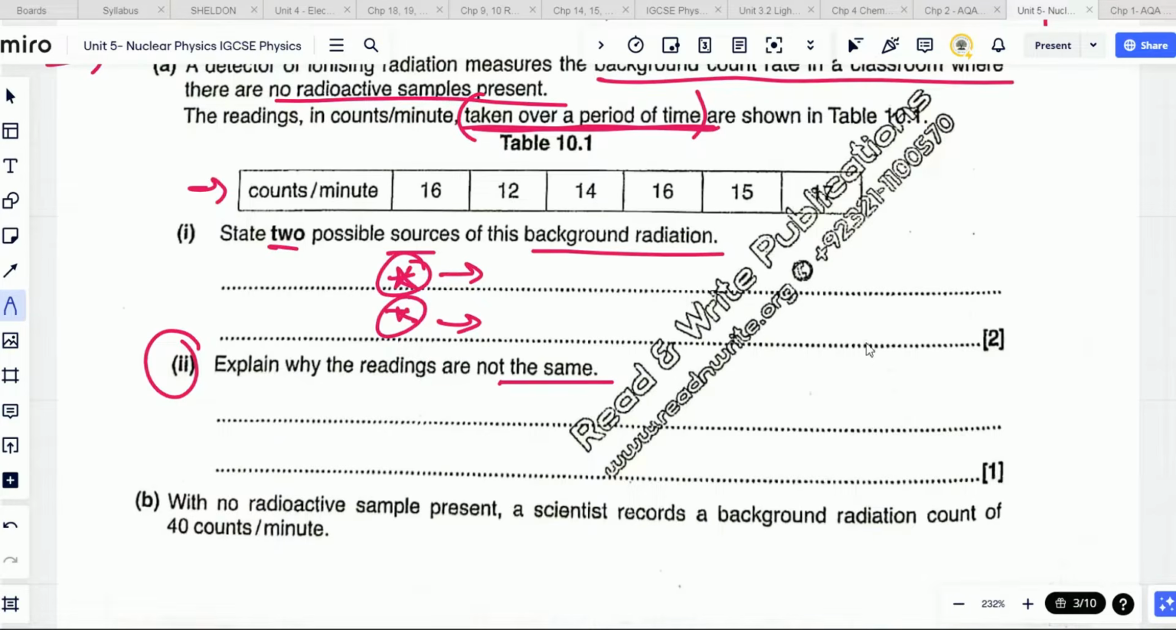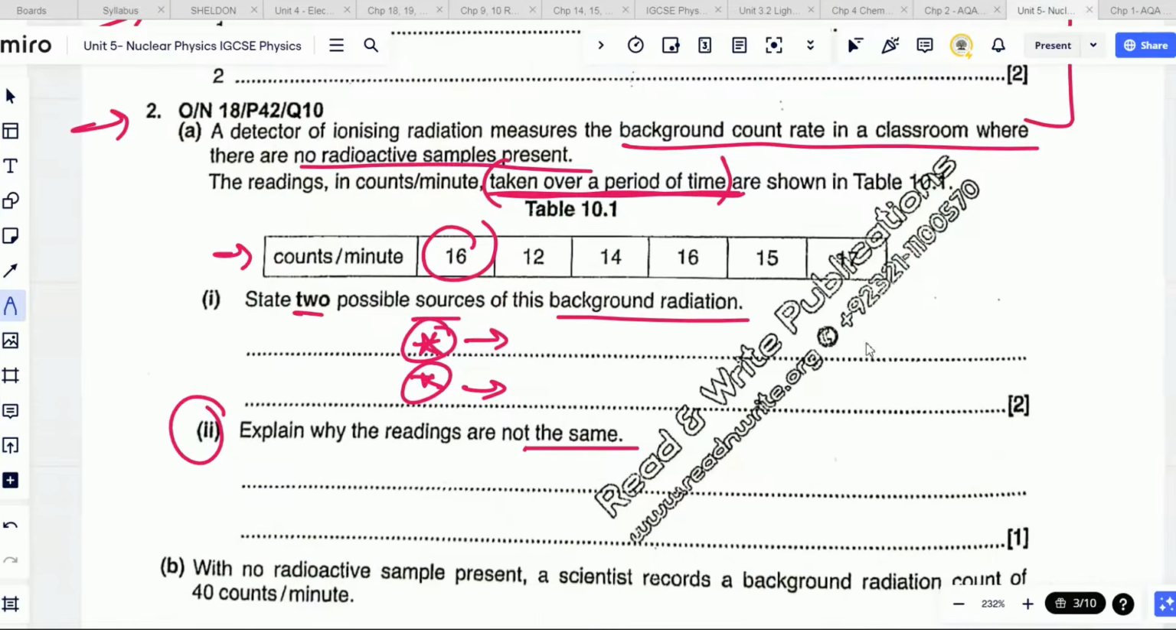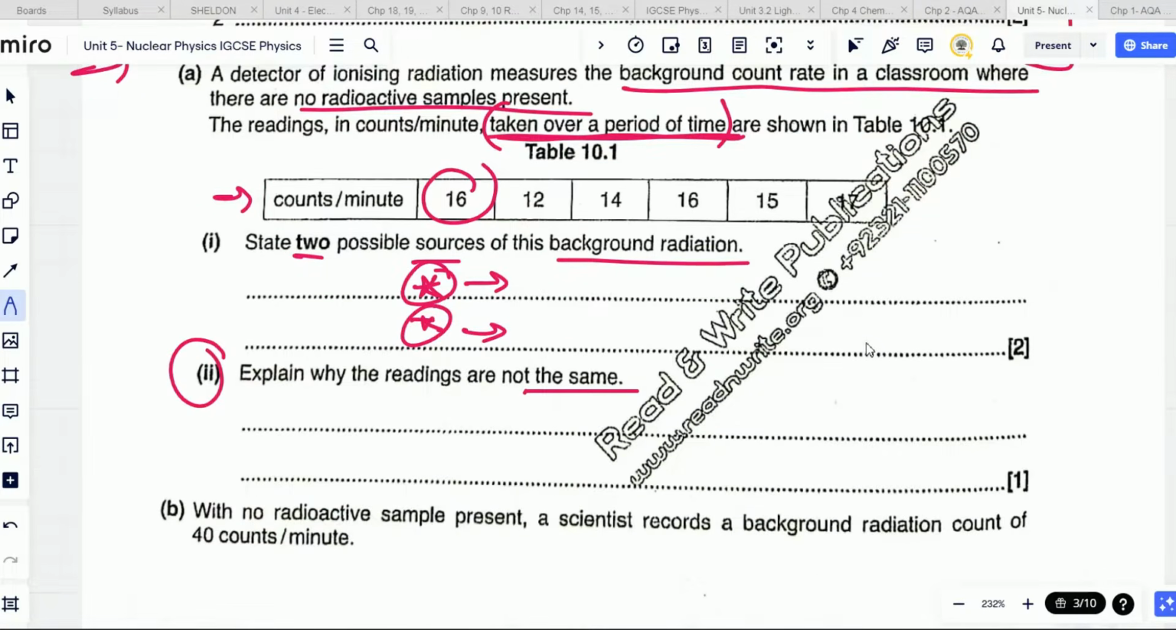See, over here they are getting all the values of the count rates of the radiation that is occurring. Over here the value is 16. Then after a particular time, they again check the reading. Then it was 12. Then after some time they check, it was 14. So it's very random basically, because it is taken over a period of time. They are not taking these readings over any time interval. So this is what you're gonna write.